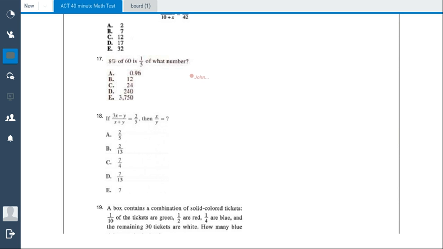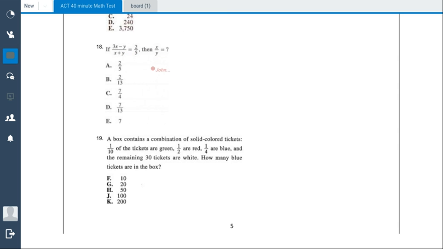Of means to multiply, that's 60, is 1/5 of a number. So this would be equal to 4.8 times 5 is equal to x. And so that's got to be a little bit bigger than 20. So that's your answer.